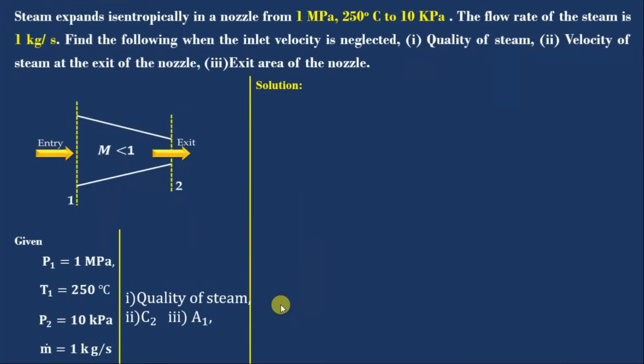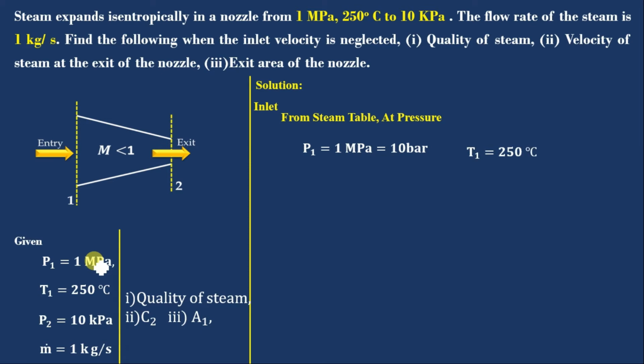Now look at the problem. We know the given data. First we need to know steam properties at entry of the nozzle. At entry we know P1 is 1 megapascal, T1 is 250 degrees Celsius. So 1 megapascal is nothing but 10 bar. So at inlet, from steam table, pressure 1 megapascal, that is 10 bar, and temperature 250 degrees Celsius.